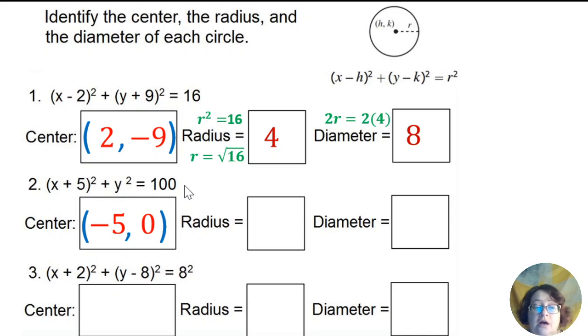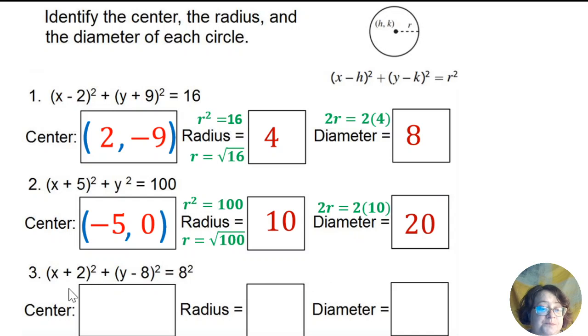And it equals 100, which is r squared. And to undo our square, we take our square root. And our square root of 100 is 10. For our diameter, we multiply by 2. So 2 times 10 is 20.